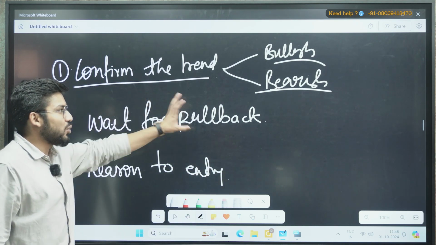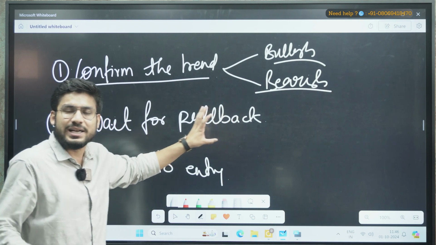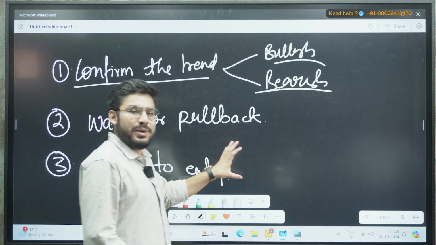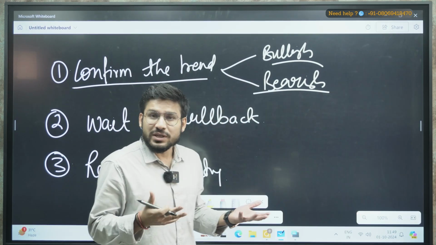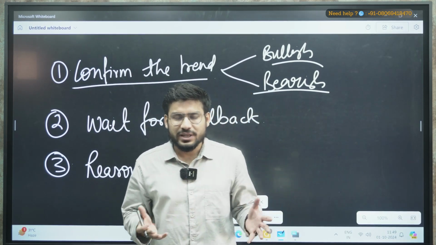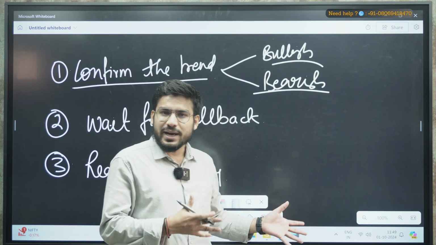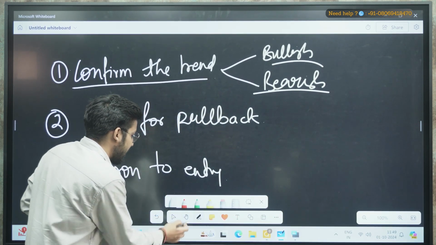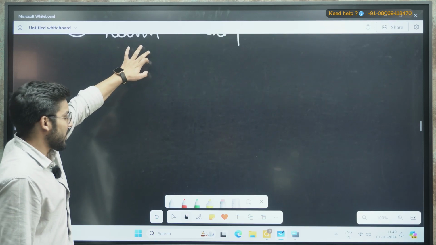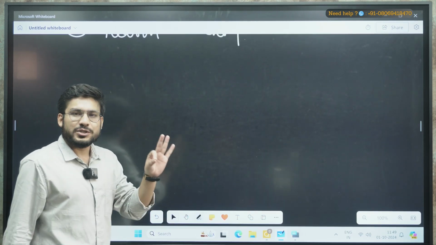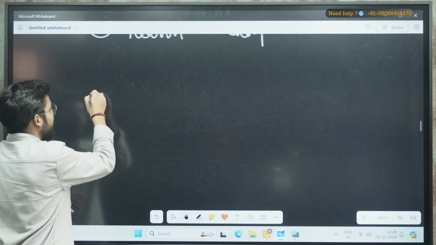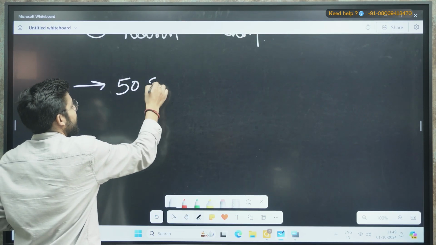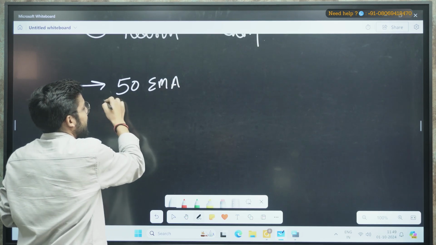After the pullback, I need to have a reason for the entry. This reason can be a candlestick pattern. Once I confirm it with the candlestick pattern, then I'll make my entry. So these are the three steps that I have to follow. Now for the confirmation of trend, I'll use the 50 exponential moving average.